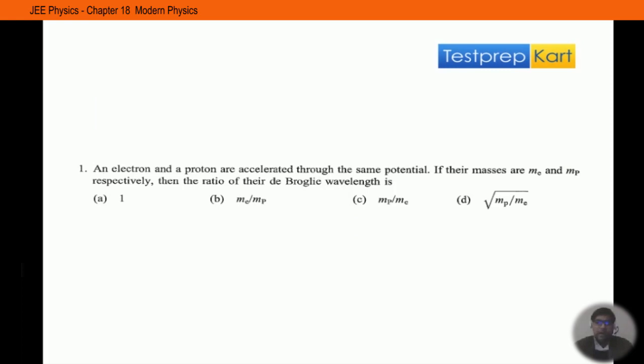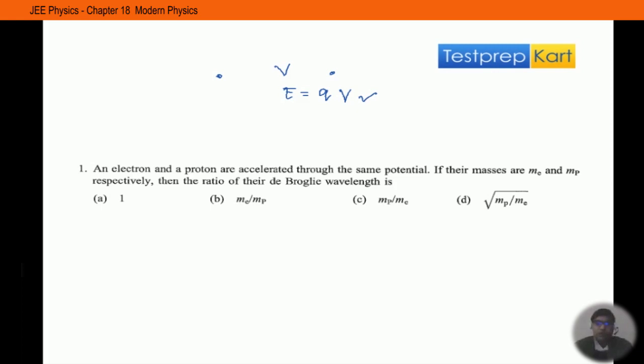Problem number 1. An electron and a proton are accelerated through the same potential. If their masses are me and mp respectively, then the ratio of their de Broglie wavelength is? So first thing, whenever a charged particle is accelerated through a potential difference V, then the energy acquired by that charge is equal to Q into V. And in this case, one is an electron, another is a proton, so their charge is the same, so they will have the same amount of energy.